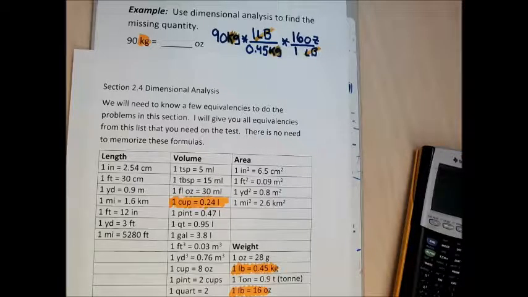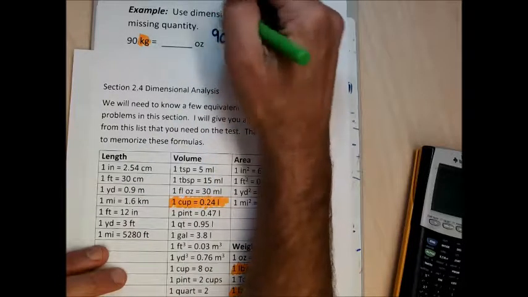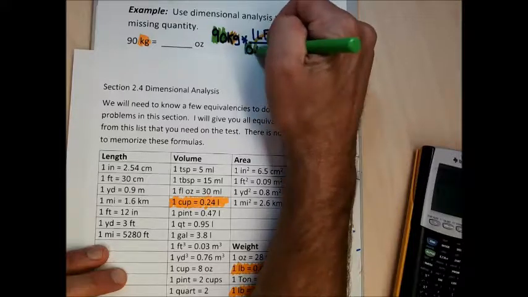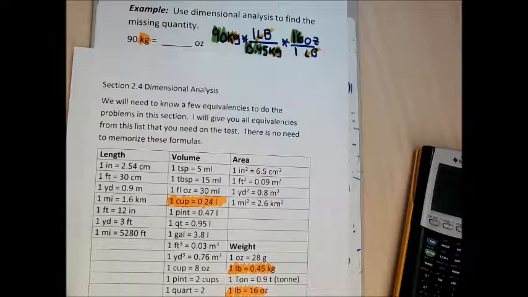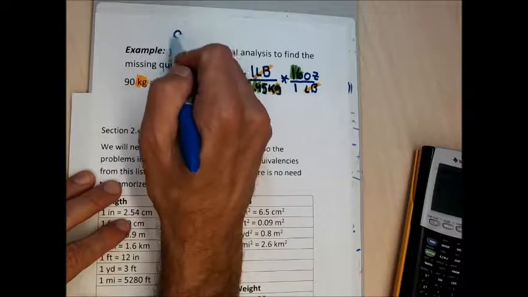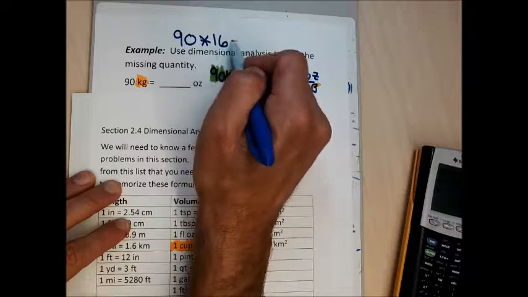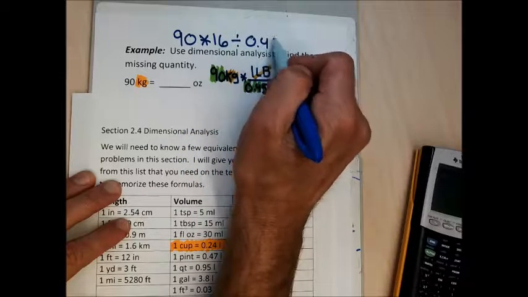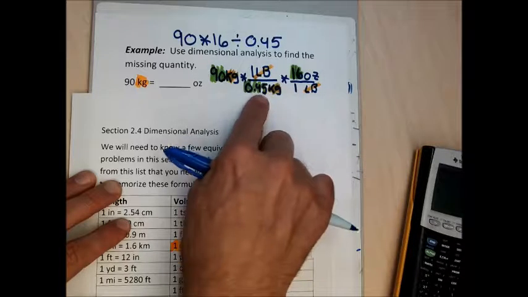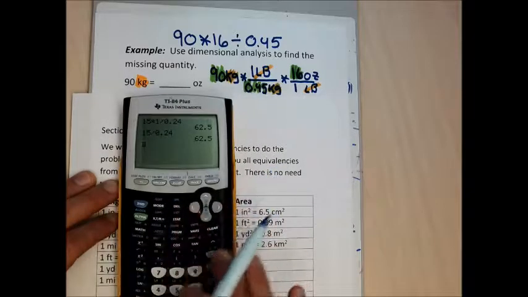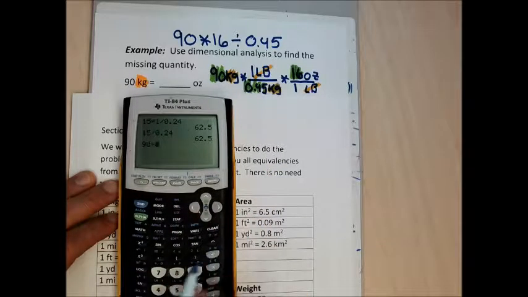To get the numbers, any number that's in the numerator, I'm going to multiply. Any number that's in the denominator, I'm going to divide. So I'm going to put 90, multiply by 16, and divide by 0.45. On my calculator, I'm going to go 90 times 16 divided by 0.45. Numbers in the numerator get multiplied, numbers in the denominator get divided, and I really don't need to worry about the ones.